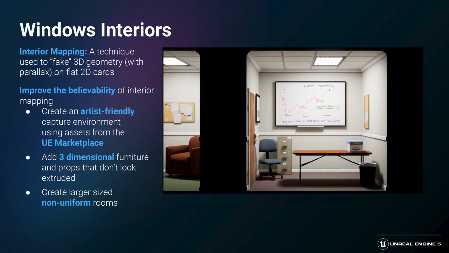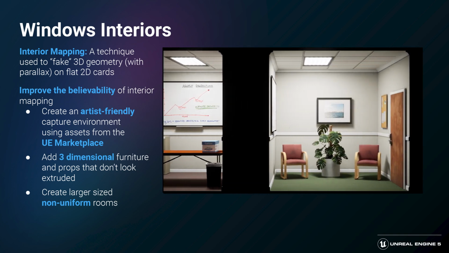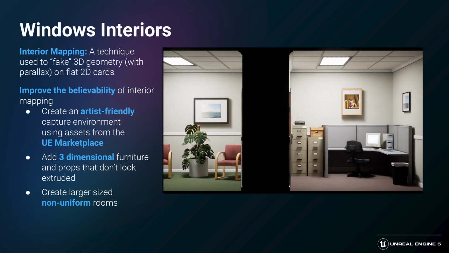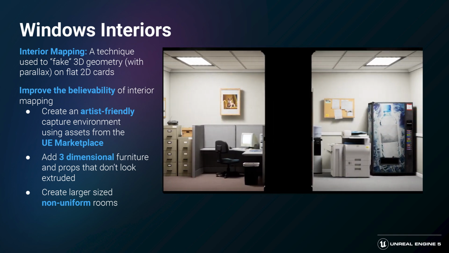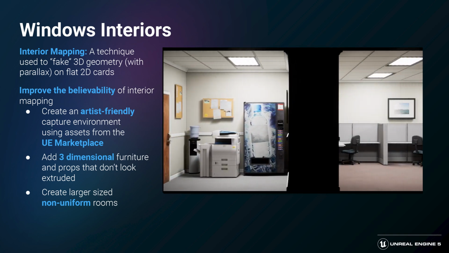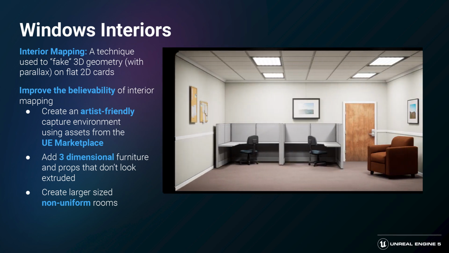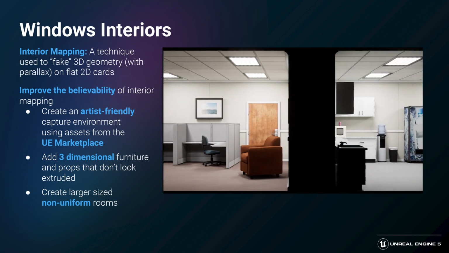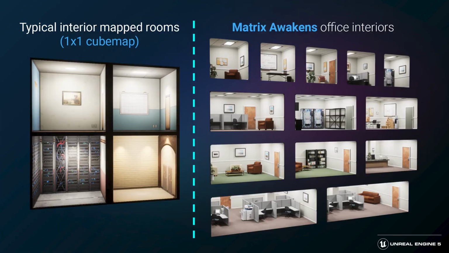So let's move on to our window interiors. Here you can see an example of what we created. The technique we employed begins with interior mapping, which is used to fake 3D geometry with parallax on flat 2D cards. On the left, you see some typical interior mapped rooms. These are from RoboRecall. On the right, you can see our Matrix Awakens office interiors, which include simulated 3D furniture and non-uniform room size.